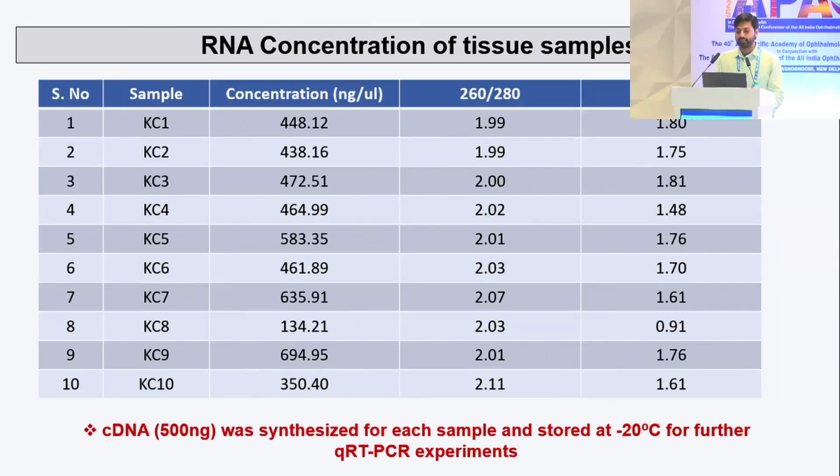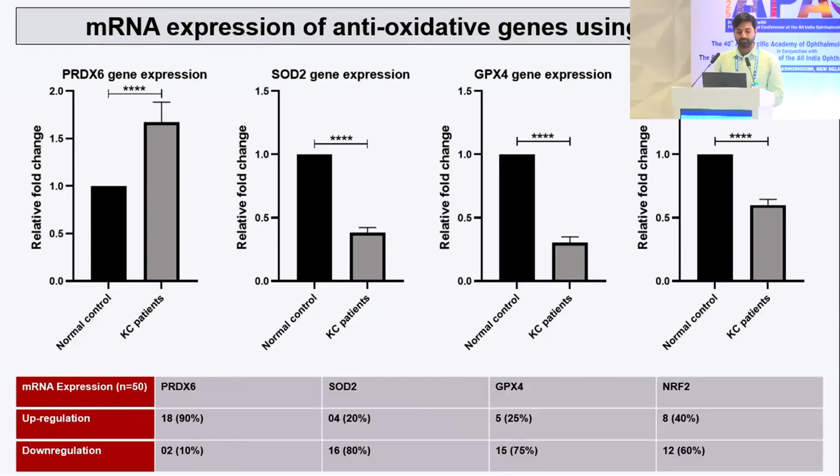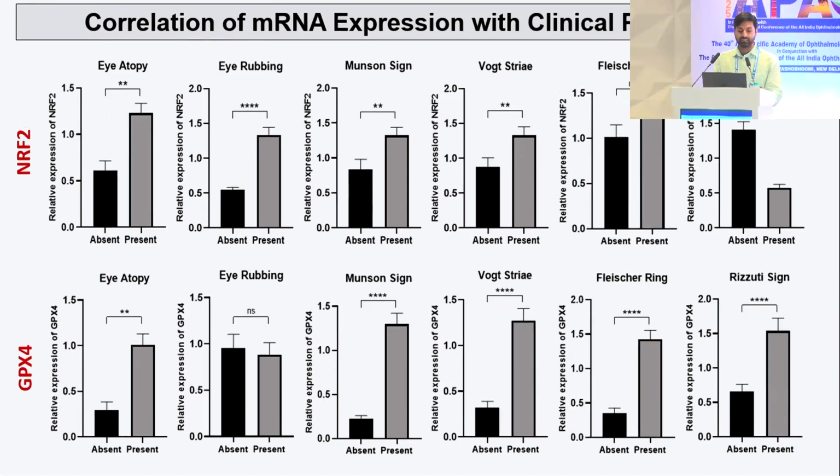Then we also isolated RNA from these samples to do quantitative real-time PCR for identifying the expression of these genes. In our samples, only the PRDX6 gene was upregulated in the majority of cases, whereas the other 3 genes were downregulated. Then we correlated these genes with clinical parameters. Eye rubbing and Munson sign were correlated strongly and statistically with PRDX6. SORT2 was correlated with eye rubbing, Munson sign, and eye atopy. Similarly, NRF2 and GPX4 were also correlated strongly and statistically with Munson sign, Vogt striae, and eye atopy.